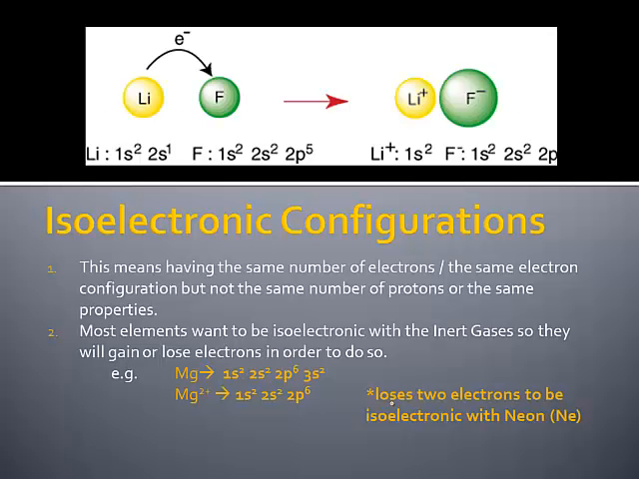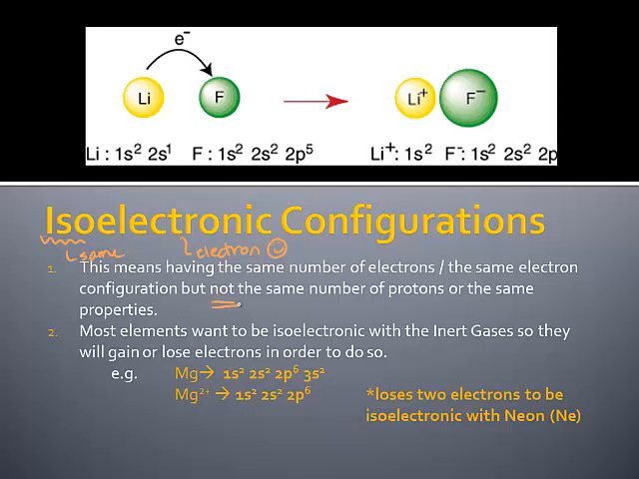The other thing I can talk about is the fact that there are some electron configurations which are the same. And that brings up a term which means isoelectronic. So iso means the same, and electron means electron configuration, just like you would assume it does. So isoelectronic means having the same number of electrons and the same electron configuration, but not the same number of protons and the same properties.